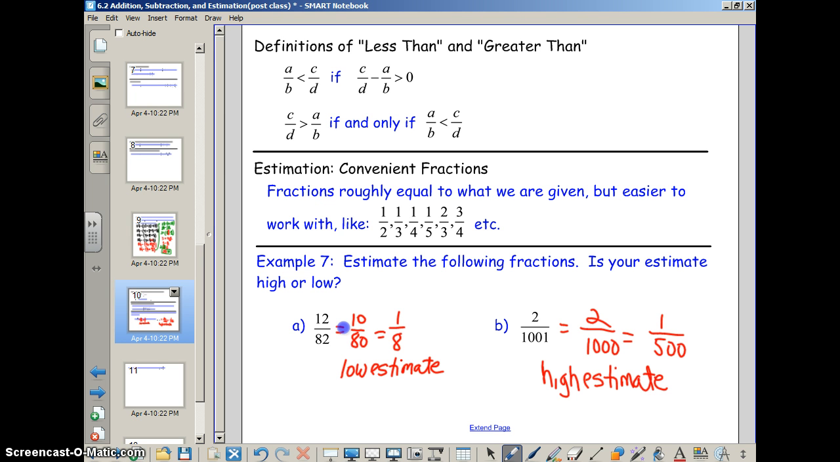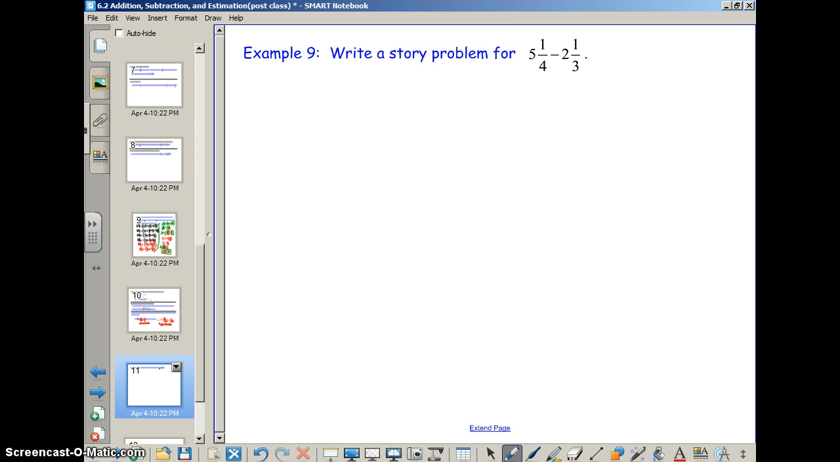So if you see it readily, you can write it down. That's fine. If you want to verify with a calculator, I won't have a problem with that. You can do that too. All right, we're going to do one other interesting kind of problem, and you're going to have examples of this as well. So you're going to write a story problem for 5 1/4 minus 2 1/3. And it needs to be a realistic kind of example.